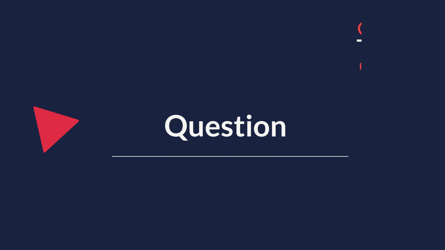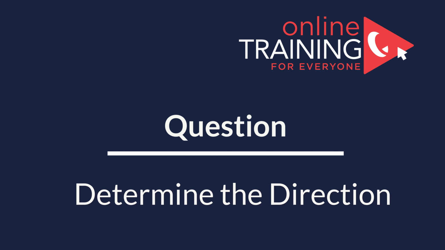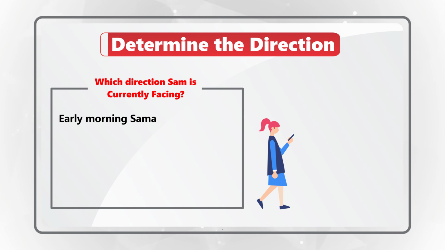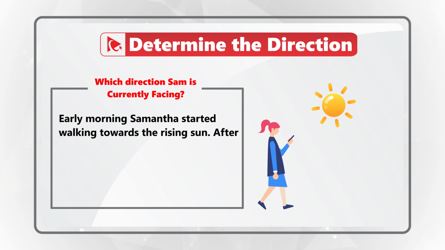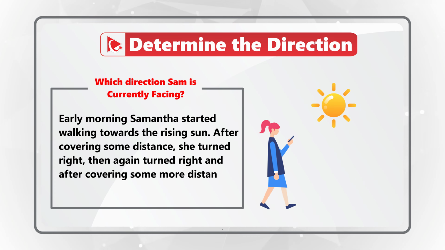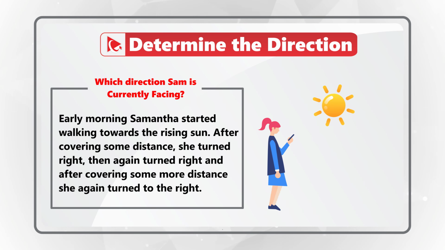Here's an exceptional question to help determine how well you can navigate and determine the direction. Early morning, Samantha started walking toward the rising sun. After covering some distance, she turned right, then again to the right, and after covering more distance, she again turns to the right. Which direction is Sam facing right now?